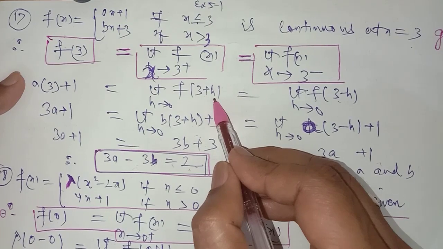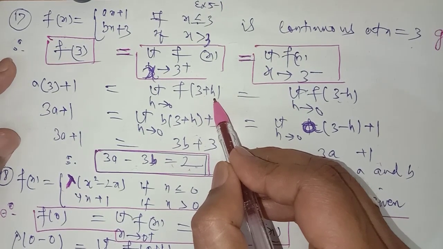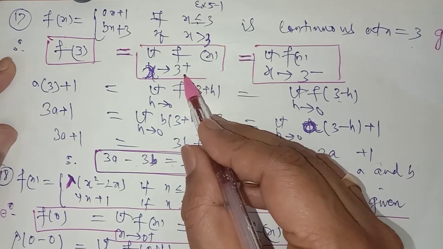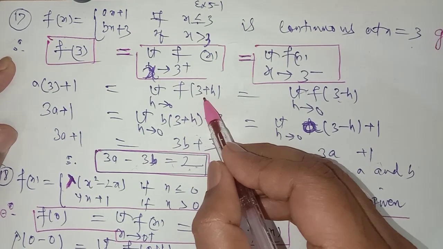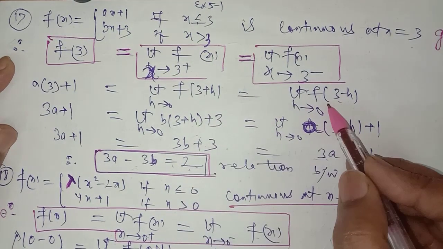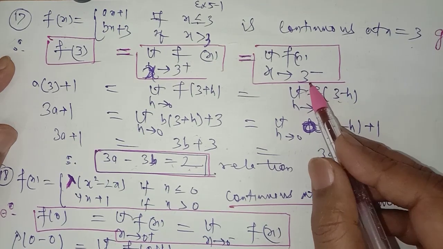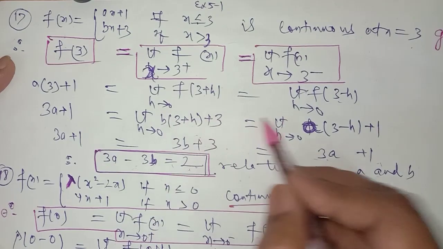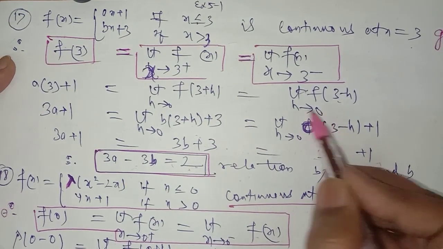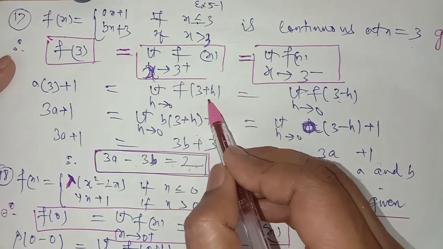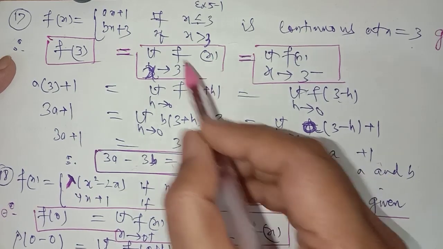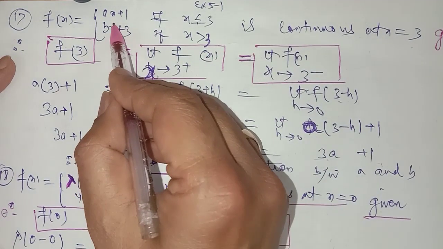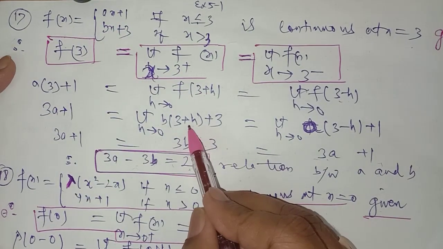We always let a plus h for the right hand limit at a, and a minus h for the left hand limit at a. So for the right hand limit at 3 we let x equal to 3 plus h, and for the left hand limit we let x equal to 3 minus h, where h goes to 0. Now 3 plus h means greater than 3. For greater than 3 we use this function, so replace x by 3 plus h here.